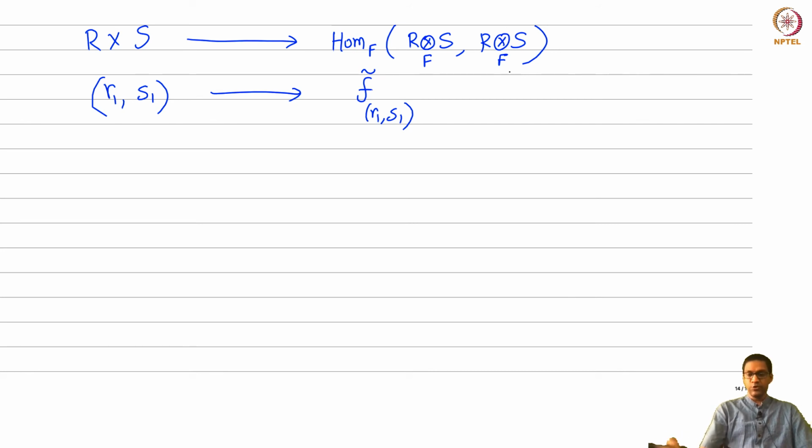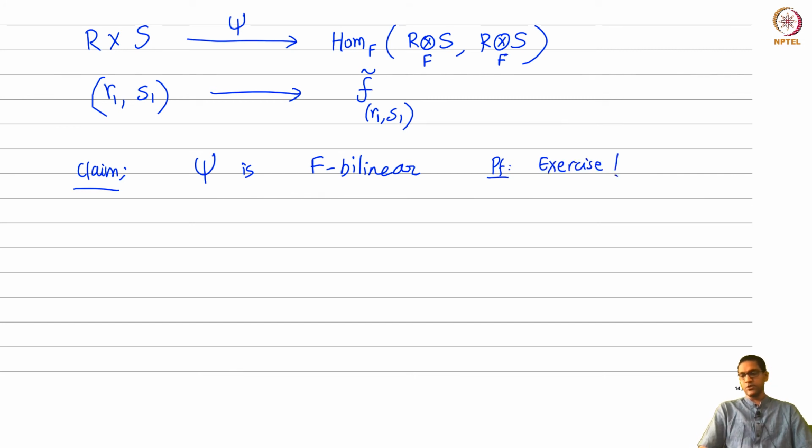Okay, so now you get a new map, let's call it psi. And now I claim psi is also bilinear. Psi is F bilinear, which means when I change R1 and S1, I should see how F tilde R1 S1 changes. Again, proof exercise: check bilinearity. It's just a question of plugging in the definitions. Now again, by the universal property, there exists a unique psi tilde. This is now an F linear map.